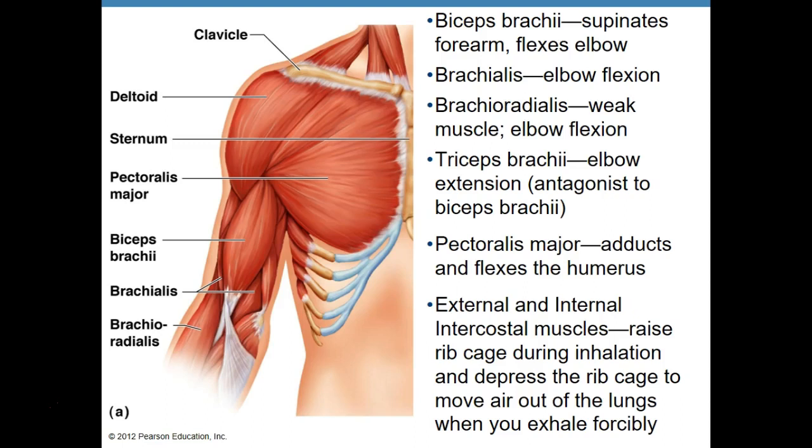The pectoral major is going to be an adductor and flexor of the humerus. Adduct meaning moving towards the midline. And then on here you also have intercostal muscles. So these little intercostal muscles go in between the ribs. There's external and internal ones. And this is going to help with moving some of the air in and out of the lungs.